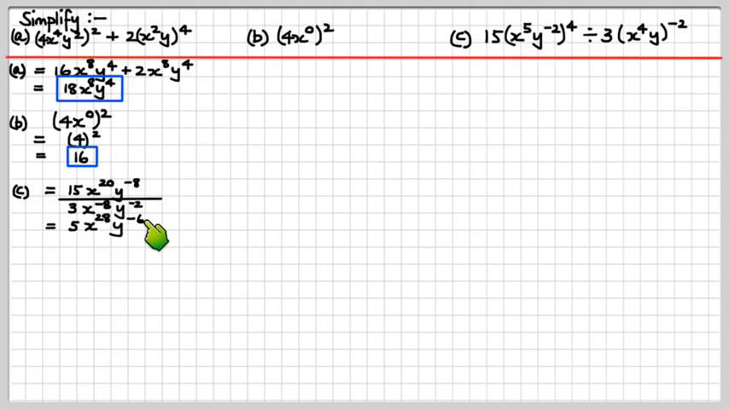Now, if you wanted to express your answer with positive exponents only, although this answer is perfectly correct unless you're asked to express the answer with positive exponents, you could write it with positive exponents as 5x to the 28 over y to the 6. But that doesn't mean this answer is not correct. It is. All right.